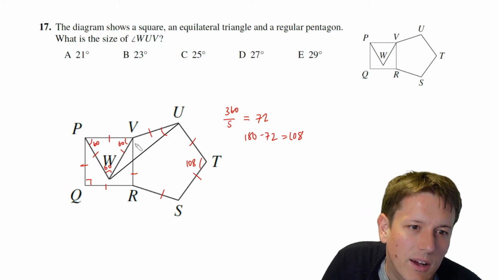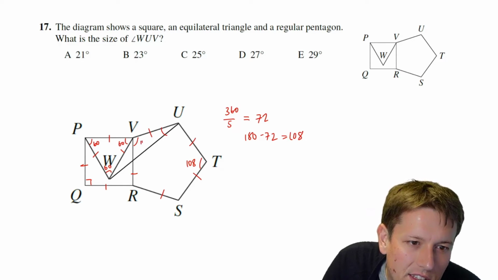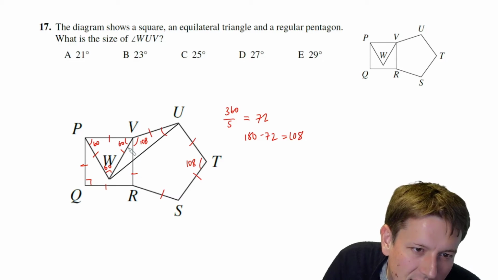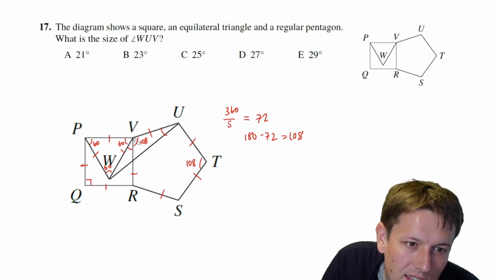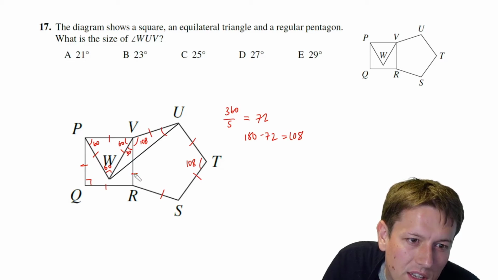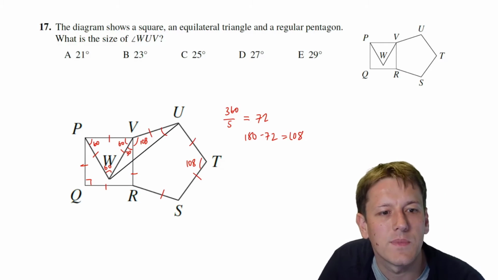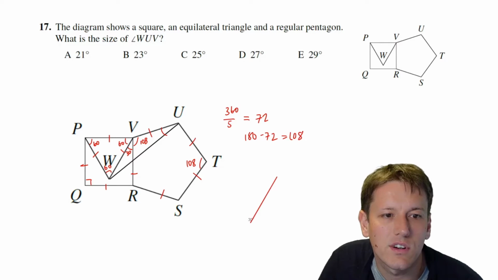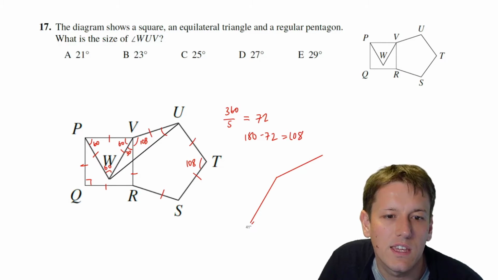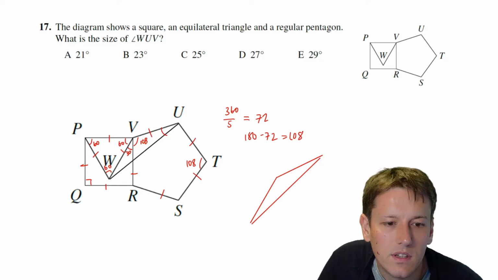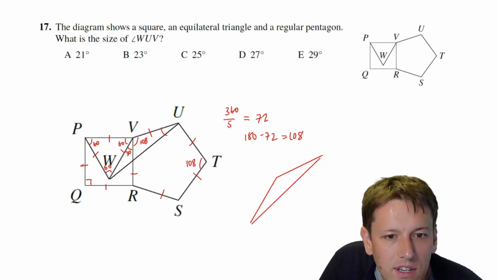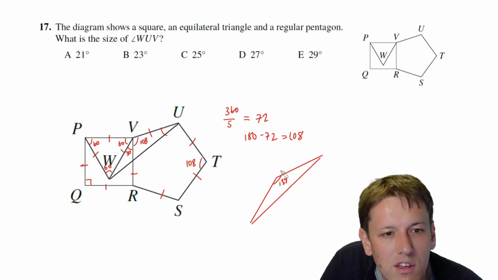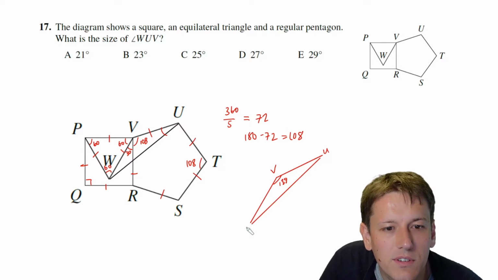So we can put all this together, and look, this one here is 108, and then this one here is the difference between the 90 from the square and the 60 from the equilateral triangle, so that's 30. So if you think about this triangle WVU, the angle here is 108 plus 30, which is 138. Okay, that's just a copy of VUW.